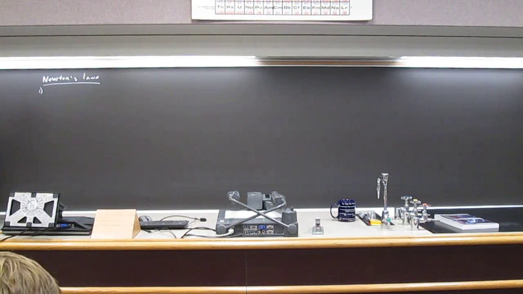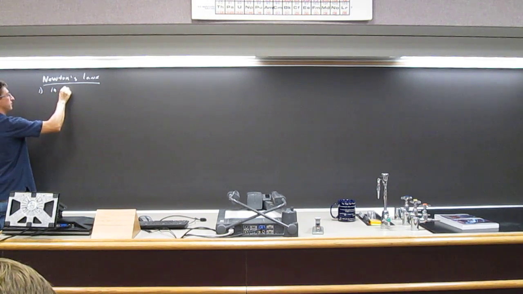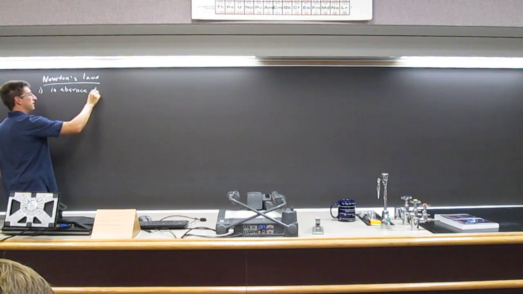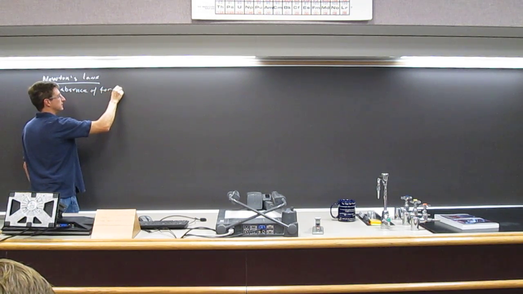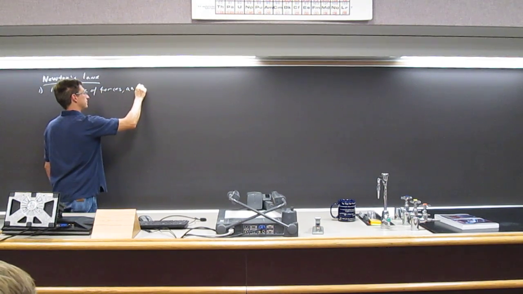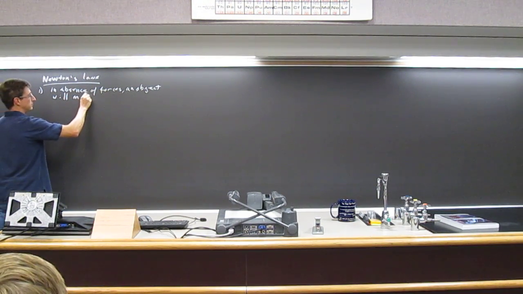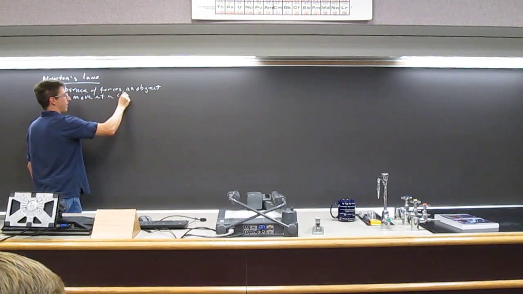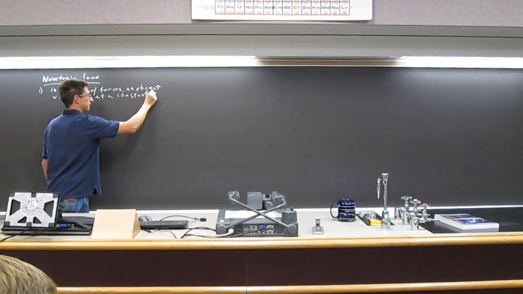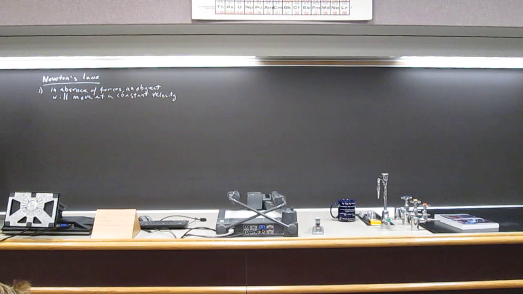So one is the law of inertia, that in the absence of forces on an object, the object will move at a constant velocity. Velocity. So that means same speed in the same direction. And that may be 0. You know, if it's at rest, it's a constant velocity too.